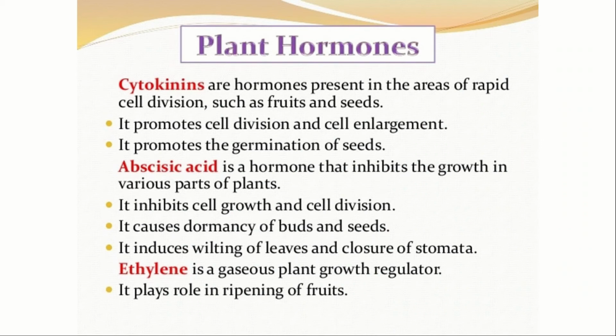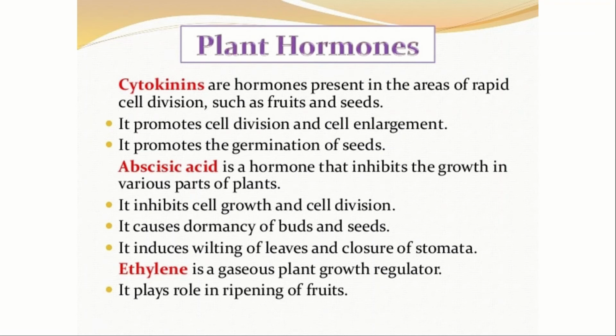Next comes abscisic acid. For every growth, after a certain amount of time, there should be a limit. This limitation is done by abscisic acid. It is a hormone that inhibits growth. It will stop the growth of plants and various parts of the plant. Inhibits means it stops cell growth and cell division. It causes dormancy in buds and seeds.